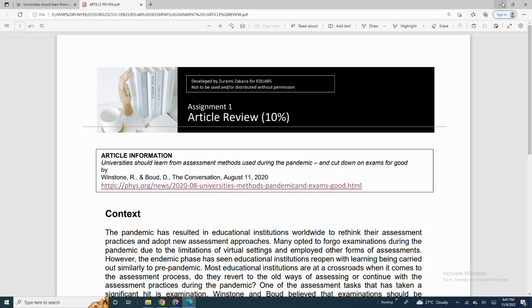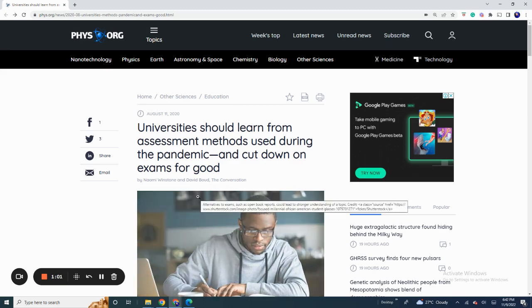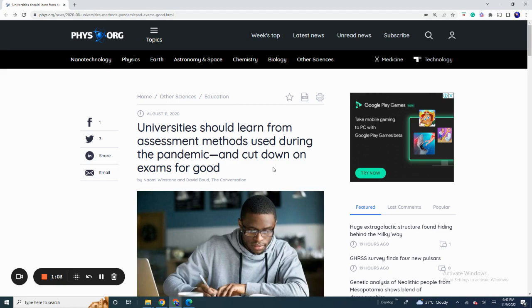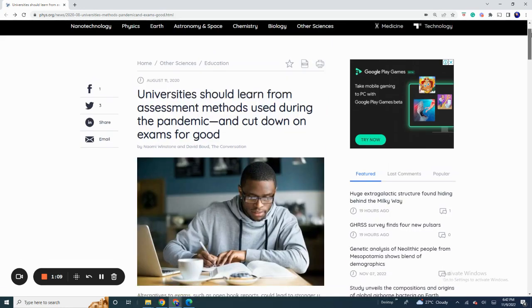All right. So let's look at the article first. First and foremost, please be informed that you are not allowed to select another article as a basis of this review. Everybody should use the same article, and this is the one. All right. So a bit of context with regard to this article.